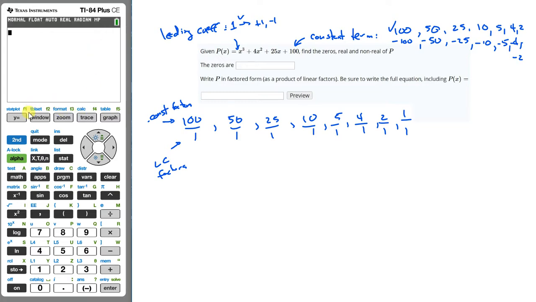But anyway, here's what I would do. I'd go to y equals, and I have some stuff in there, so I'm going to clear it out. Then go back up, and I'm going to put the function in.